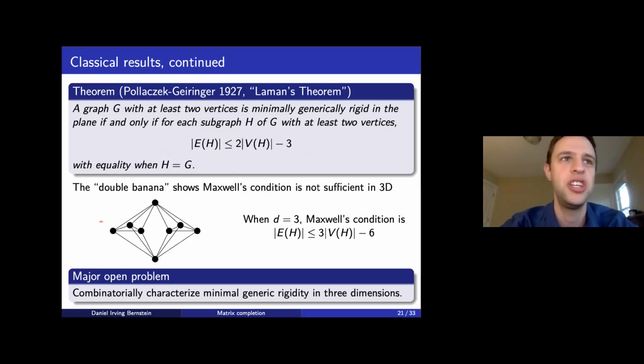Once you get to 3 dimensions, the so-called double banana is a counterexample to Maxwell's count characterizing rigidity in 3 dimensions. You can intuitively see this: if you look at the line through the 2 common vertices of each single banana, you can rotate each independently about that line. That's a deformation of this framework, but it satisfies Maxwell's count. The major open problem in rigidity theory is to find a characterization of rigidity in 3 dimensions.